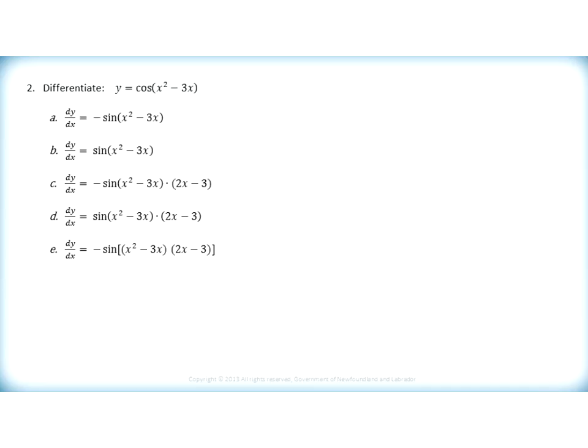Differentiate cosine of a polynomial. Well, that looks fairly straightforward, doesn't it? So let's get at that one. So y prime, we'll call this one, is going to be the derivative of cosine, which is negative sine of the guts, x squared minus 3x. And then I have to multiply by the derivative of the guts, which in this case is polynomial, so it's just 2x minus 3.